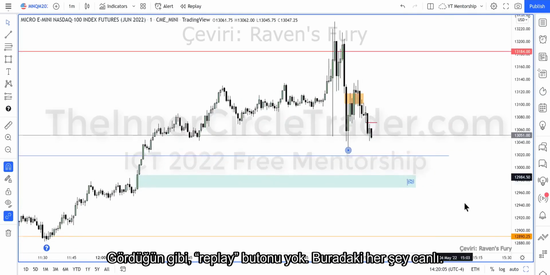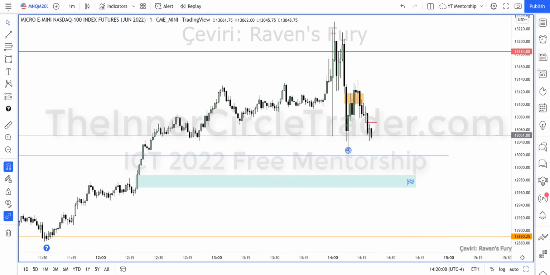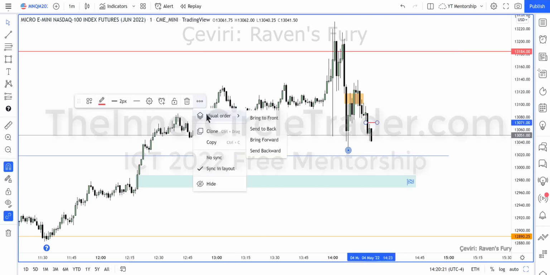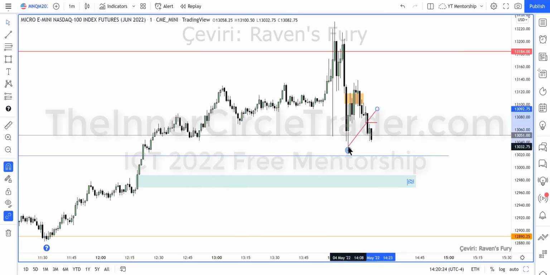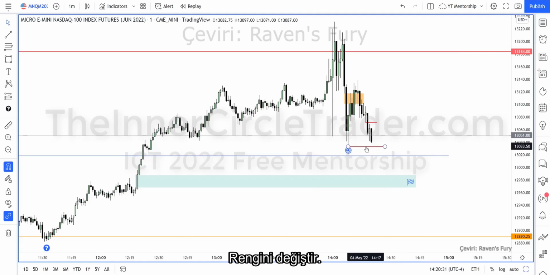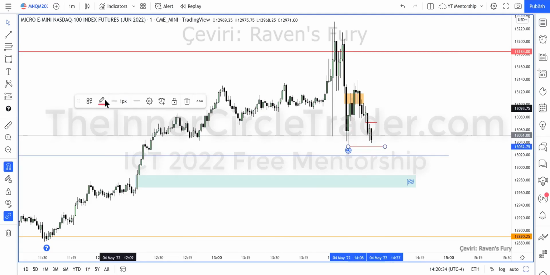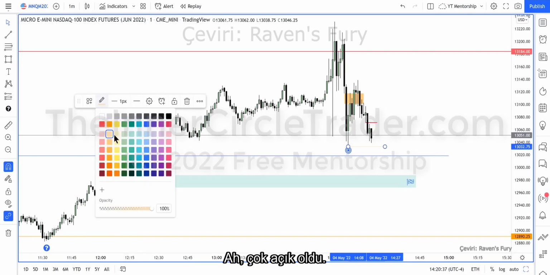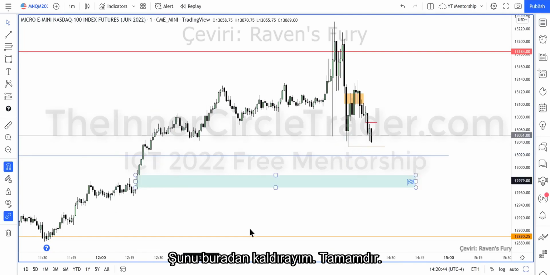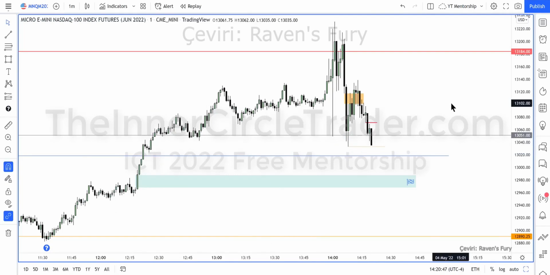You can see no replay button. Everything's dynamic here. All right, about to run into that sell side liquidity pool. Just anchor this here so that we can see visually when it drops below it. Change the color here. It's a little bit lighter than that one. Oops, too light. Okay, that's good enough so that we can see it. I'll take this off here. All right. And there you go. Now I'll come back to this in a moment.